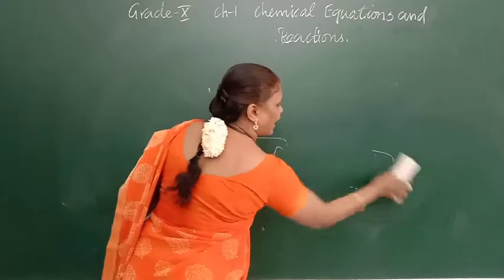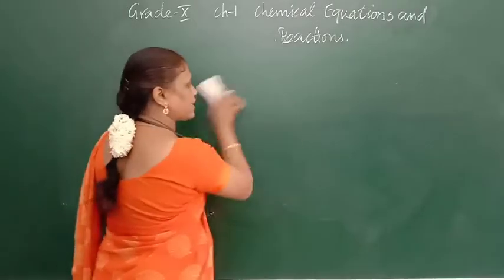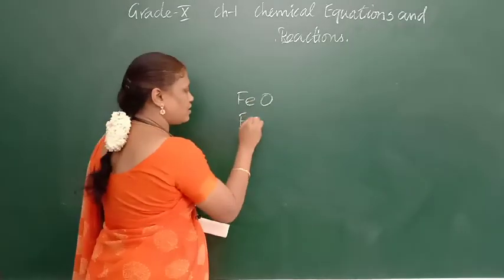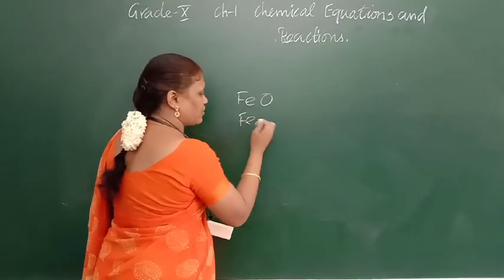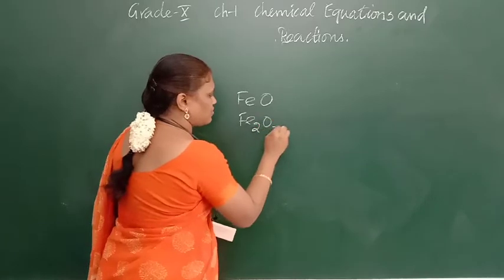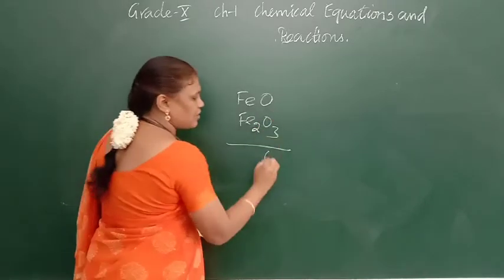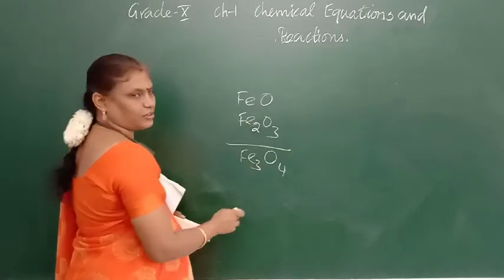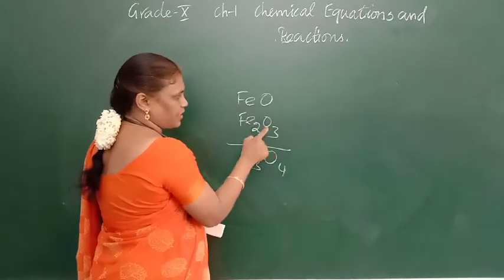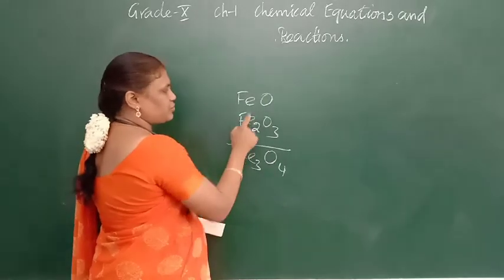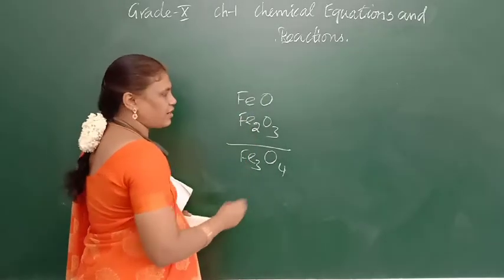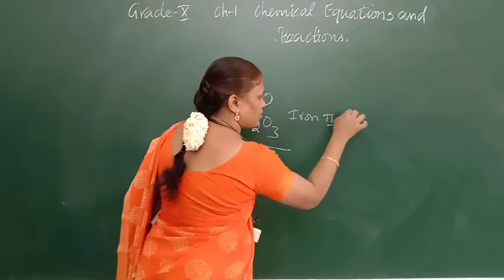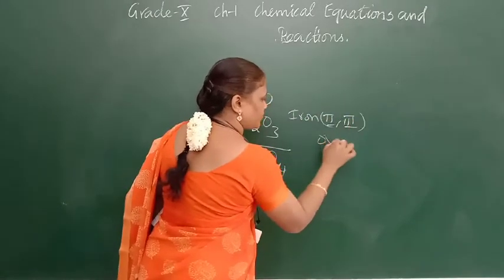While teaching, I have mentioned how this Fe3O4 has come: FeO and Fe2O3 together give Fe3O4. Now you have got the product, 3 plus 1, 4 oxygen, 2 plus 1, 3 iron. This is called iron 2,3 oxide.